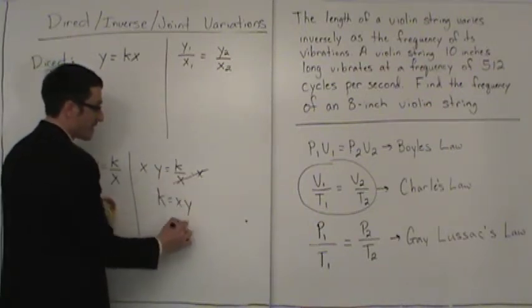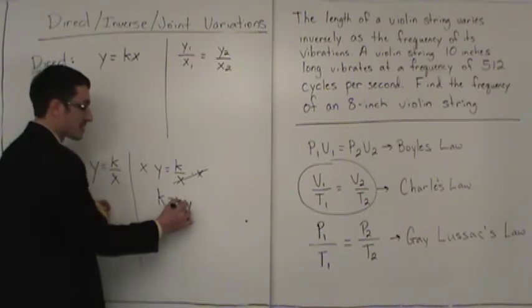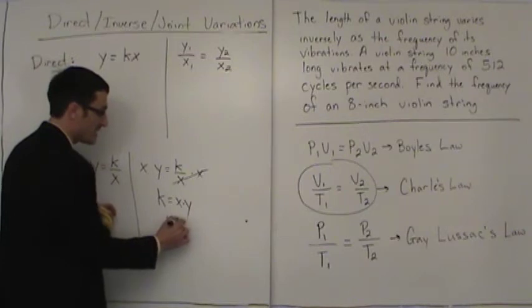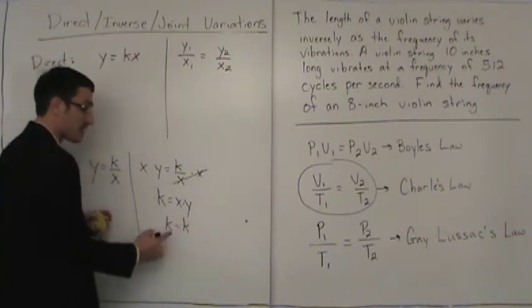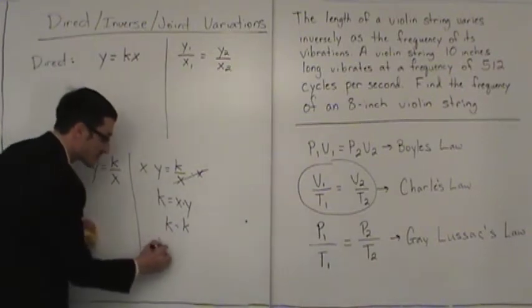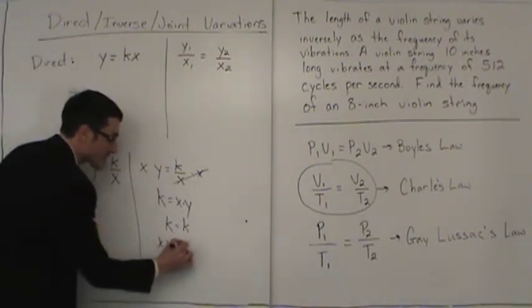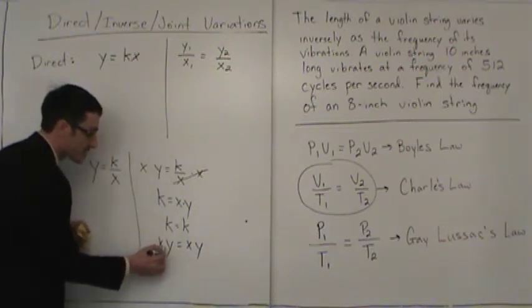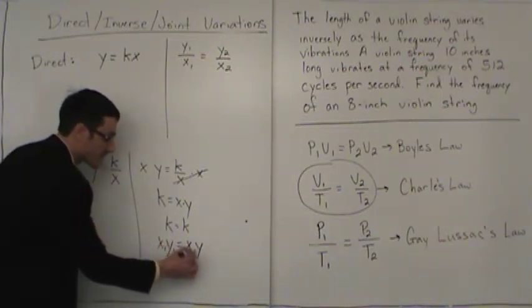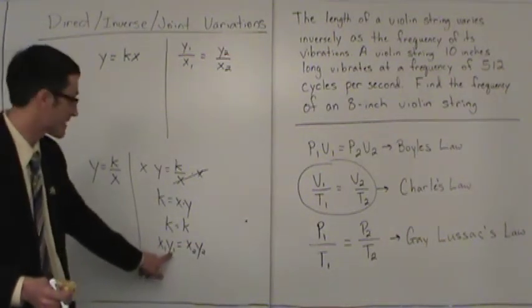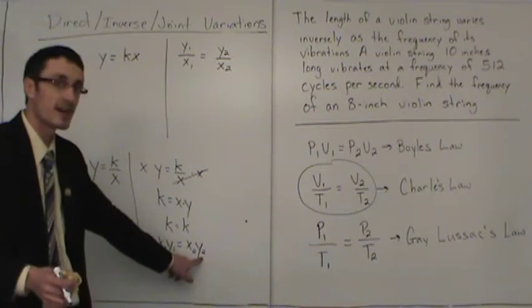Everyone agrees k is equal to the x value times the y value. Hopefully you agree that k must be equal to itself. Now we take x times y and replace k with that. So we have x times y is the same as x times y. Now we can say that x1 y1 is equal to x2 y2. What this is saying is the first x value times the first y value is the same as the second x value times the second y value.